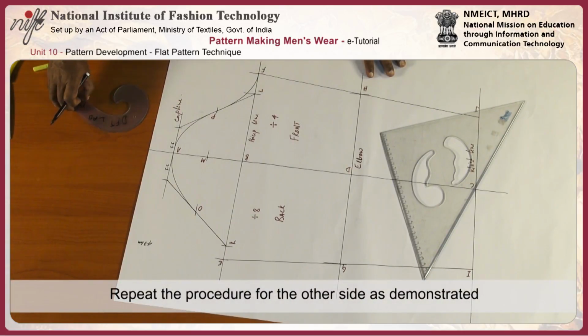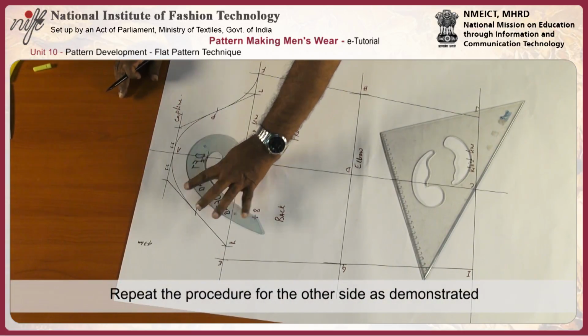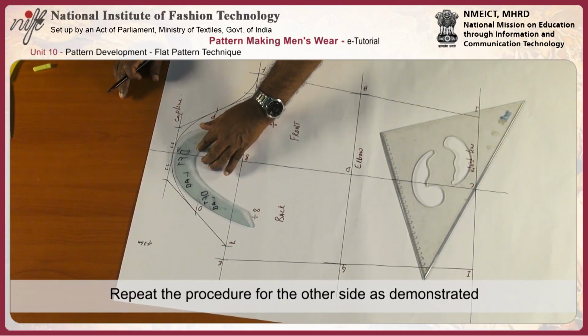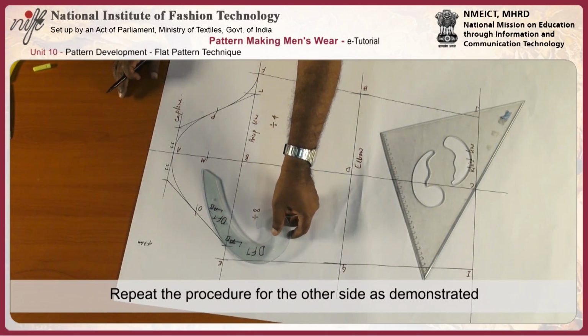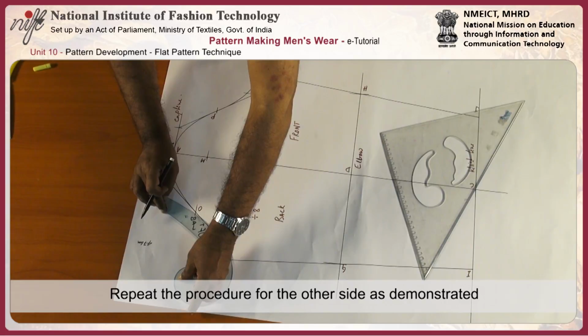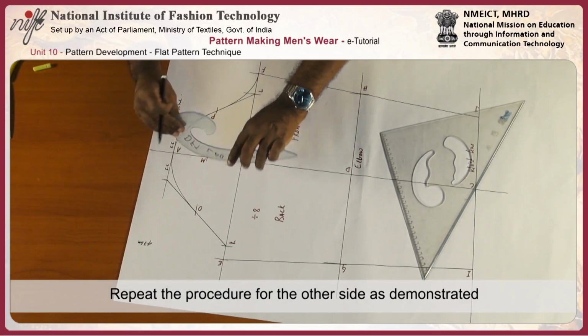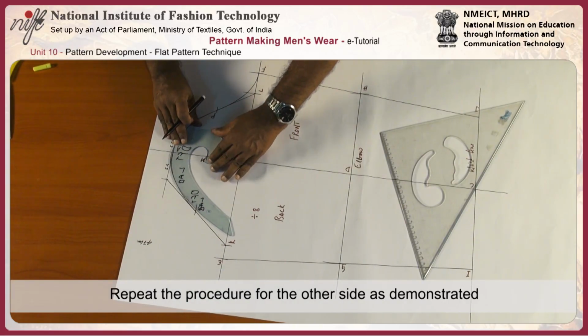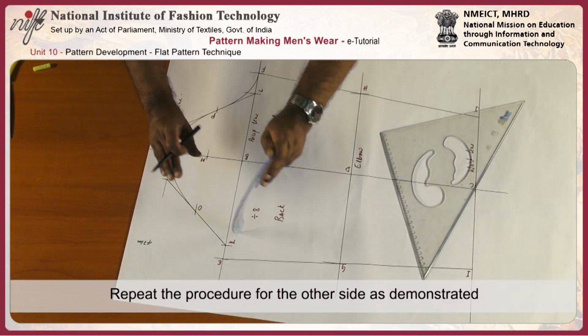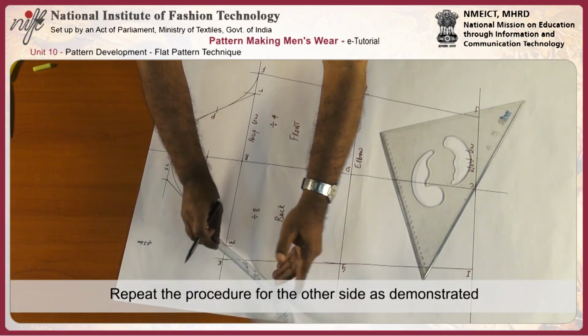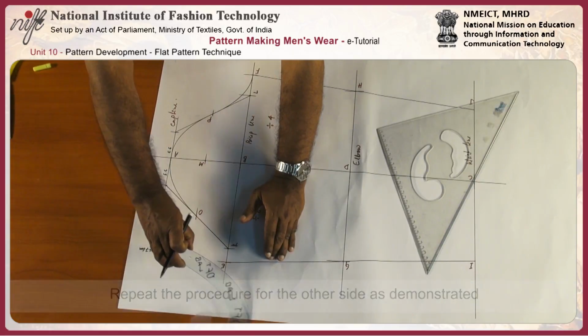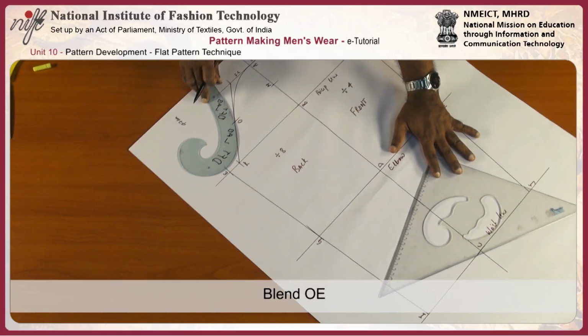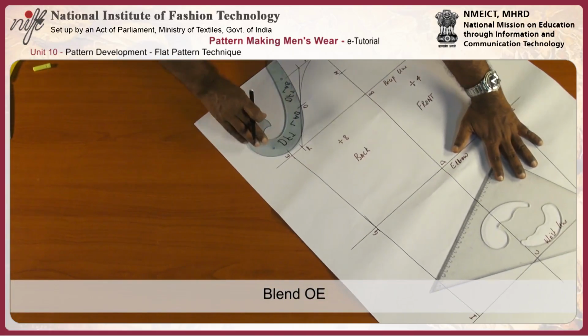Now repeat this for the other side. So it was kept like this. I turn it this way and second turn this way. I'll repeat again. It was kept like this. First tilt vertically, then horizontally, then bring it to the point O and E.